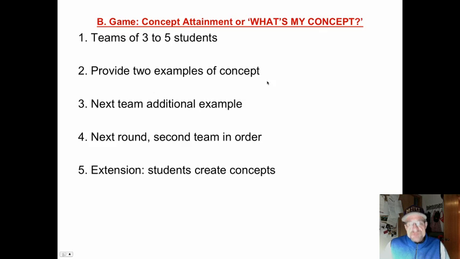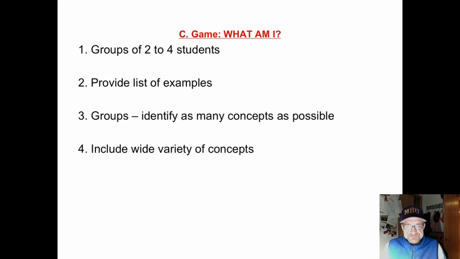All right? So, with the second concept, the second team, no matter where you're at, gets the first chance. Provide 2 examples and then go around and around. So, the next team starts with the second team in that order. To extend this, you could have students be in charge of creating what's my concept categories. Have lots of fun with these. They can be academic categories or they can be silly categories. Mix it up a little bit.